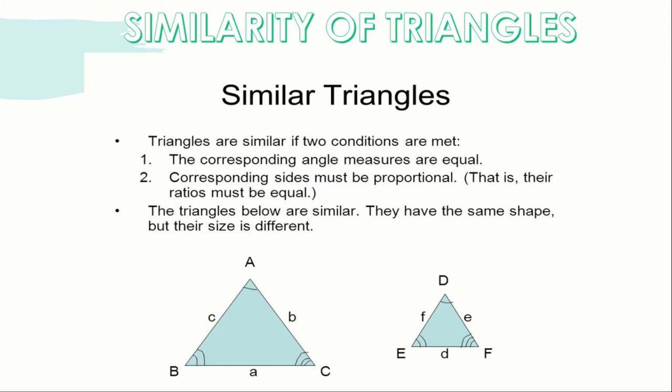The first condition is the corresponding angle measures are equal. If two triangles are given, then the angles at their vertices should be equal. Next, the corresponding sides must be proportional. The corresponding sides of the two triangles or two shapes must also be in the same ratio.